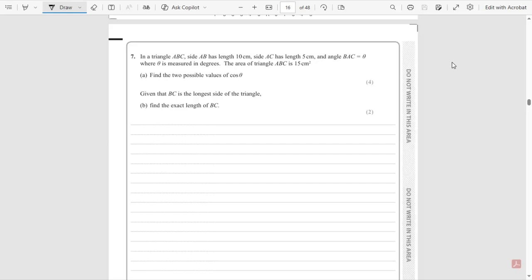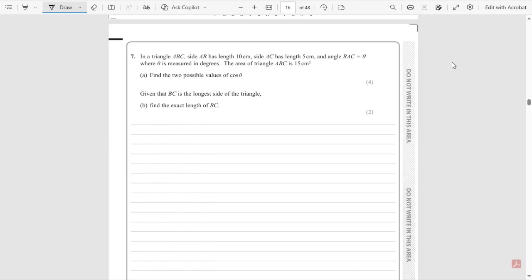Hi everyone. In this video, we're going to work through a Year 12 Pure Maths question from the AS 2018 paper. This question is about trig functions, and also using either the sine or cosine rule, or half ab sin C for the area of a triangle. So just general trigonometry.